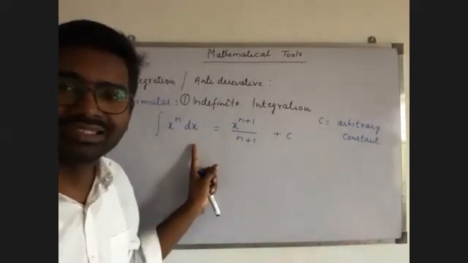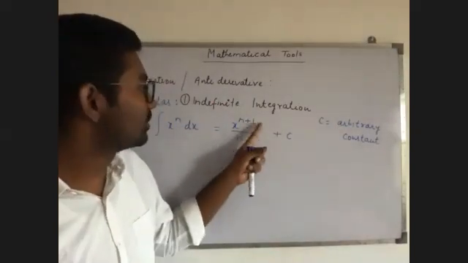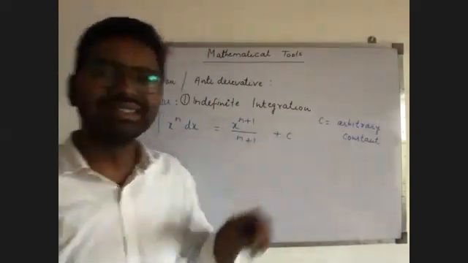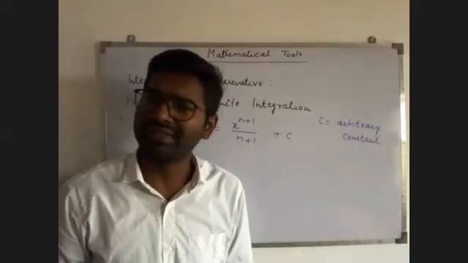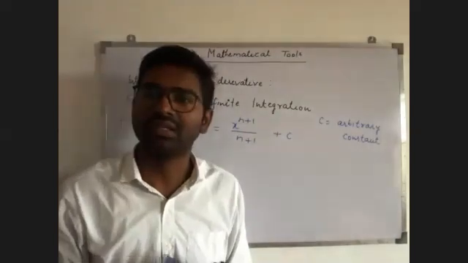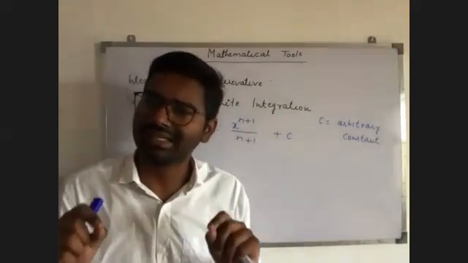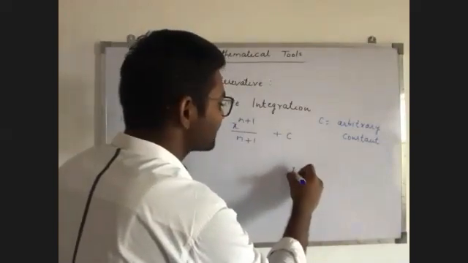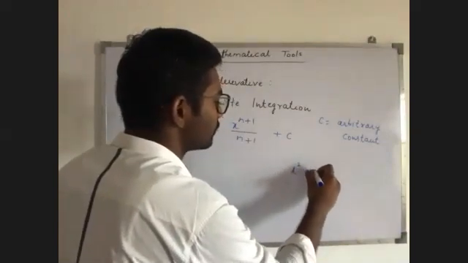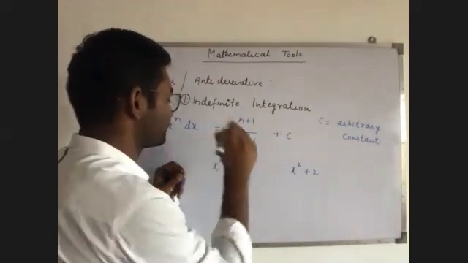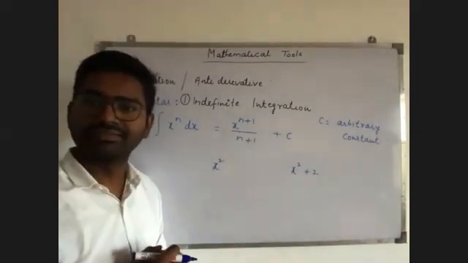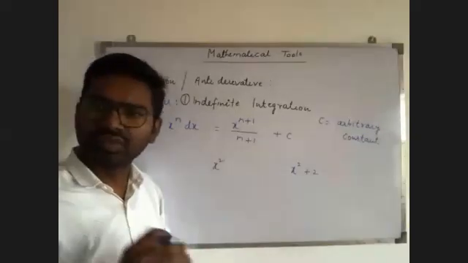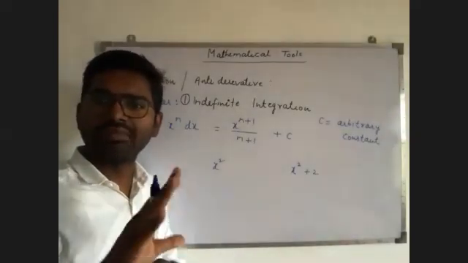So in that one, x to the power n dx will be x to the power n plus 1 divided by n plus 1 plus c. Now this c is an arbitrary constant. Why are we using it? Just look here. I will explain it with one easy example. It is very easy. Let's suppose I have x square plus 2 and x square. Is it right, guys? Is it right? x square and x square plus 2.